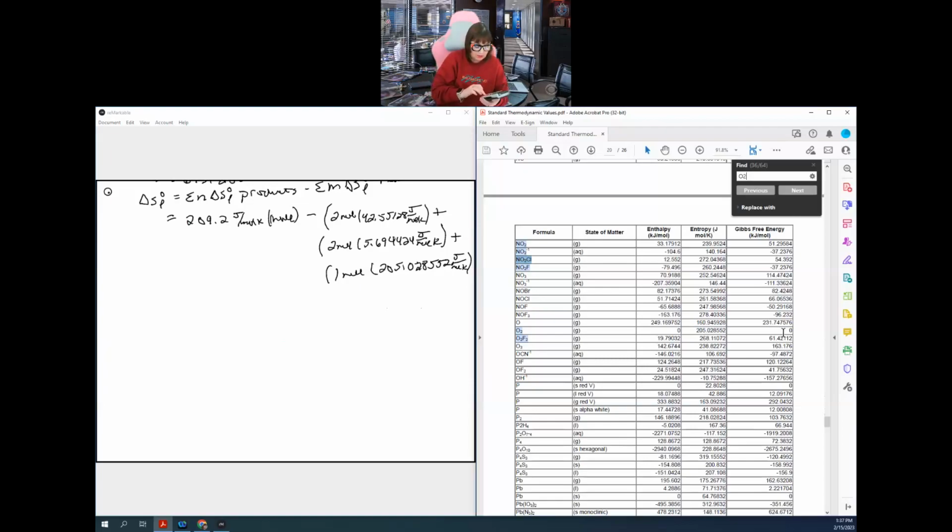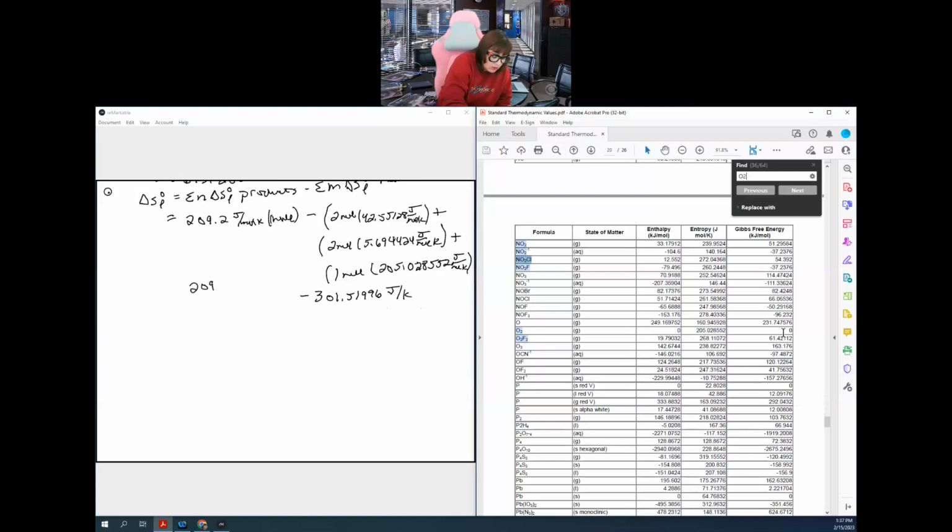Now I'm going to combine all the stuff on the product side first. So 2 times the 42.55128. That gives me 85.10256. I'm then going to add to that 2 times 5.694424 plus 205.028552. And that gives me a total on here 301.51996. And again, that's joules per Kelvin.